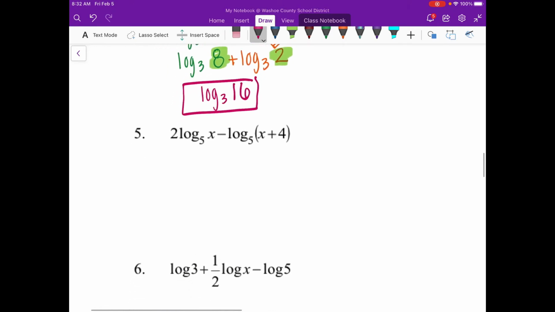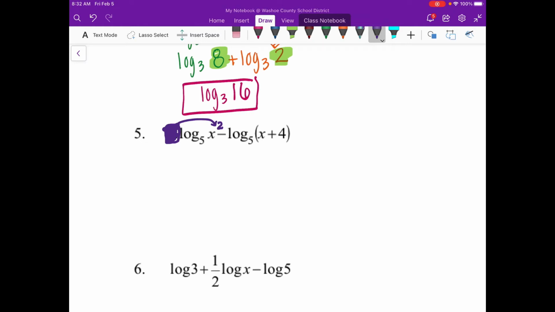Moving along here for number 5. So number 5 has a new property that was in the front side of the notes, and that is this coefficient. Remember, this coefficient is technically an exponent to that term. So if I wanted to rewrite it, I could just make this go away and write it as log base 5 of x squared instead. That is what that coefficient is.